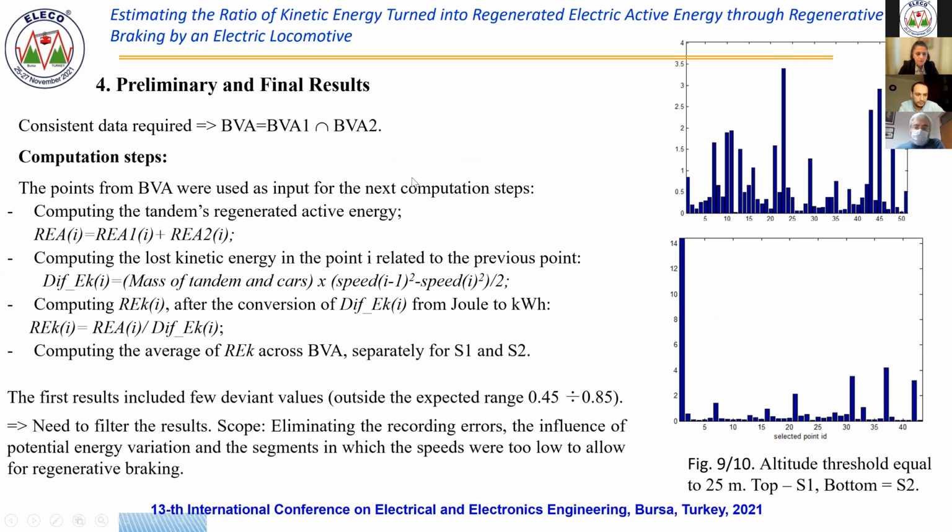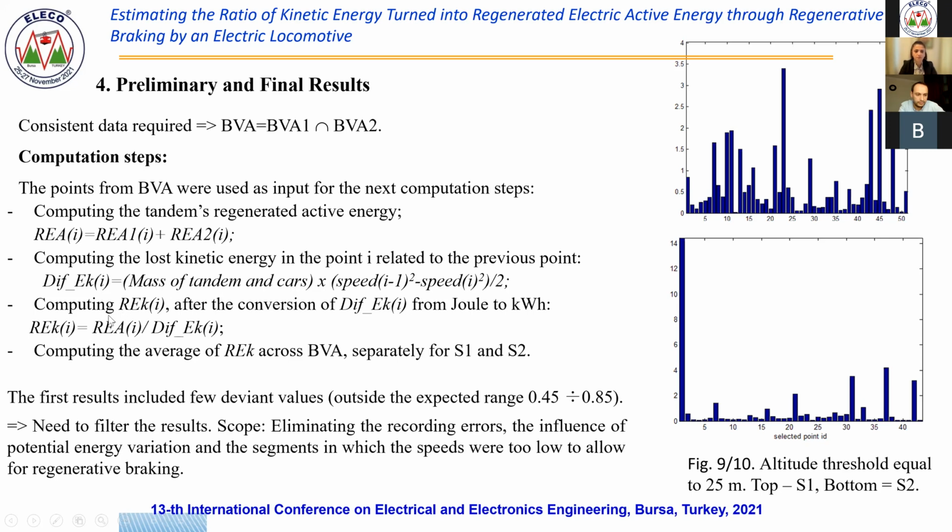Preliminary and final results. First, we had to perform an intersection to avoid the errors coming from 2 different locomotives. So this is the set of data BVA that we were using now. What did we have to do? To compute the tandem's regenerative active energy as the sum for each of the locomotives, to compute the lost kinetic energy in the point I related to the previous point, because we knew the mass of the locomotives and the cars with and without iron ore.